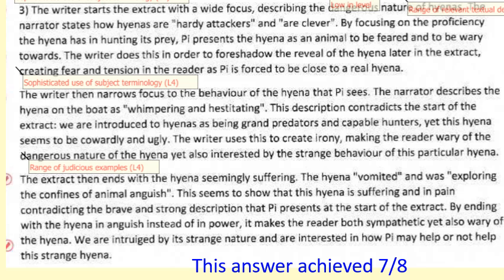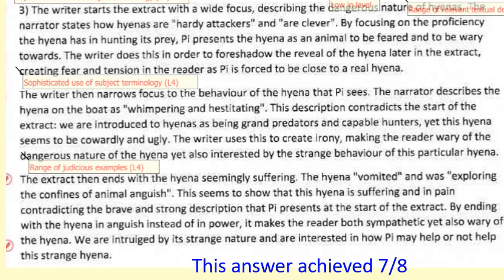However, when we narrow into this hyena, we see that it's actually whimpering, hesitating. There's a contradiction, there's a juxtaposition of ugliness to fear in the beginning, okay? And this is ironic. We're made really wary of how dangerous hyenas are, but then we're presented with a hyena that is just a bit of a joke.